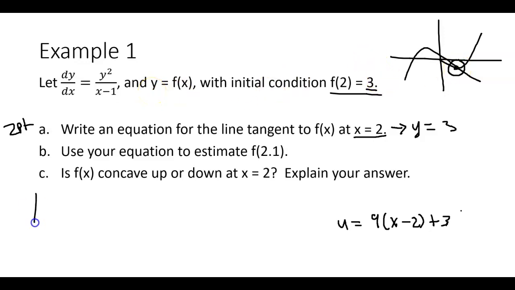So for part B, what I want you to understand is we don't know what f of 2.1 is because we don't even know what f is. I don't know what the function is at this point.